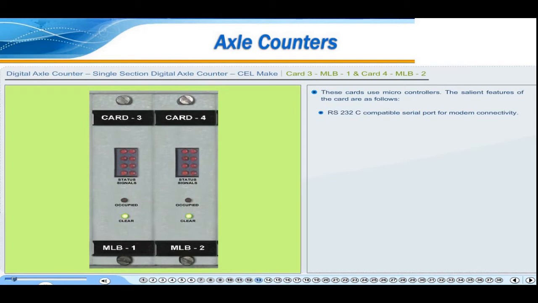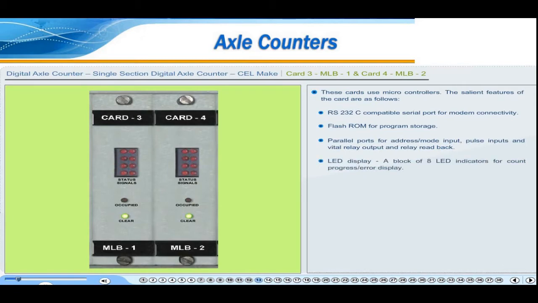RS-232C compatible serial port for modem connectivity. Flash ROM for program storage. Parallel ports for address and mode input. Pulse inputs and vital relay output and relay readback. LED display: a block of 8 LED indicators for count progress and error display. 2 independent LED indicators for section status.